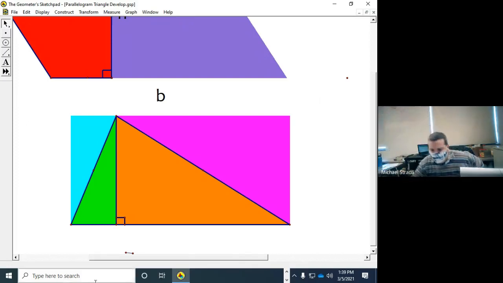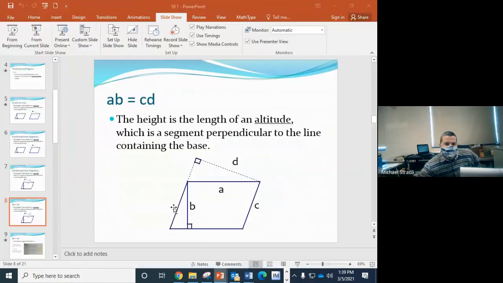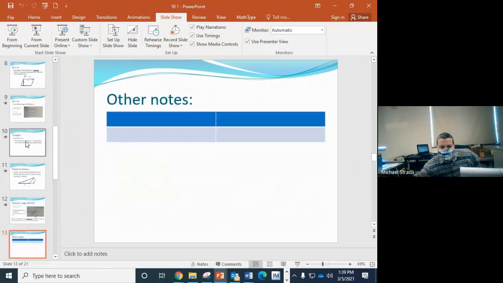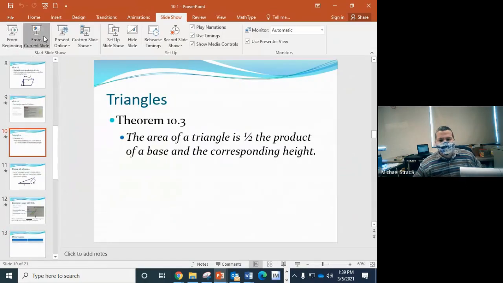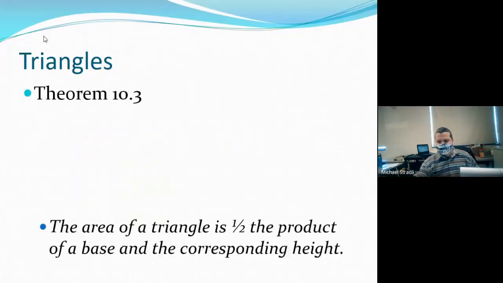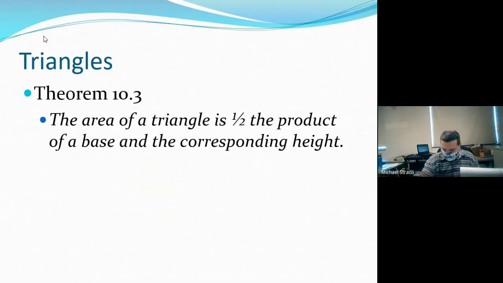So the area of a triangle is 1/2 the product of its base and the corresponding height.